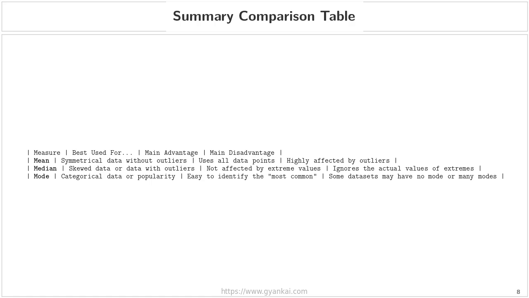Finally, we have the mode. As we saw with the shoe store inventory, the mode is perfect for categorical data or when you simply want to identify the most popular item. It is very easy to identify the most common value in a list. However, keep in mind the disadvantage. Depending on your data, you might encounter a dataset that has no mode at all, or one that has multiple modes, which can make it less definitive than the other measures. Keep this table in mind as we move into our final discussion on common mistakes to avoid.